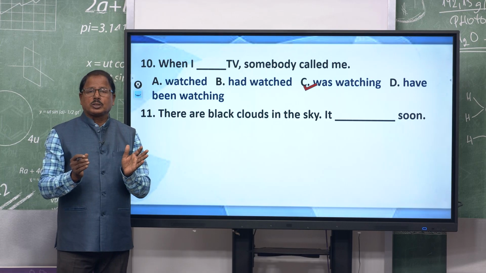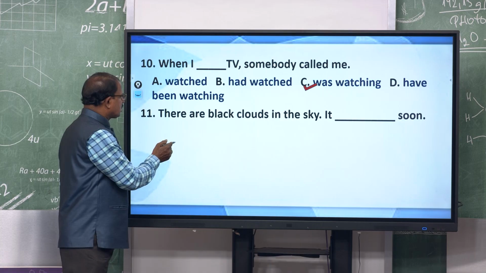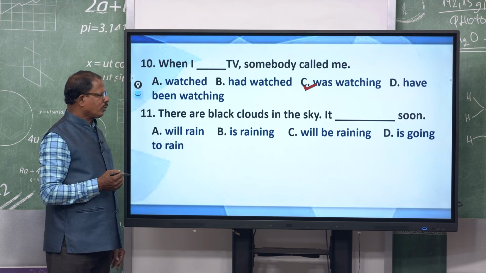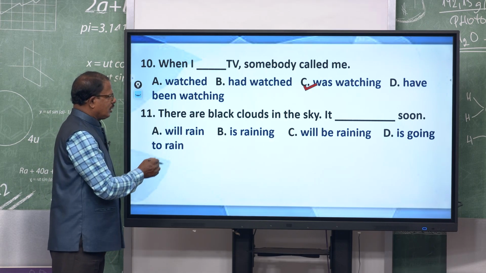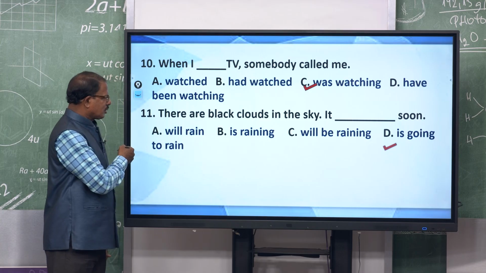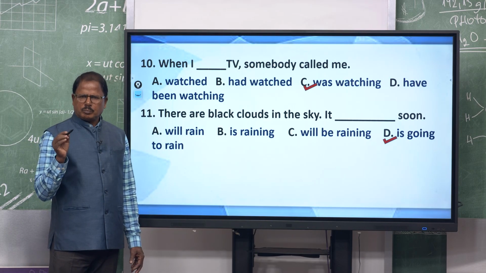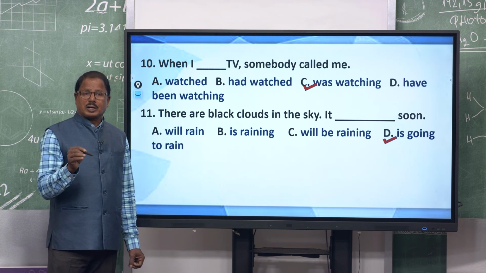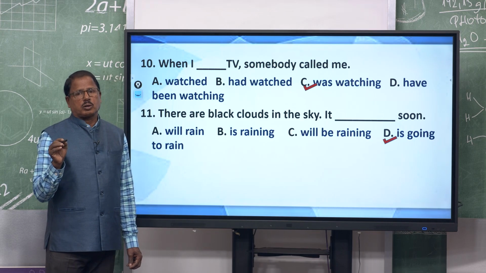then he is going to fall down. Let's see the options then you can get the answer. Options: will rain, is raining, will be raining, is going to rain. So there are black clouds in the sky, it does soon, and the correct answer is going to rain, right? Remember this, whenever there is an internal or external evidence then you can use present progressive form.